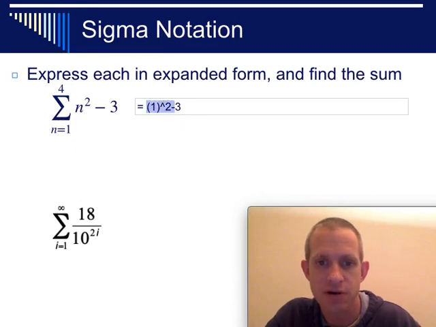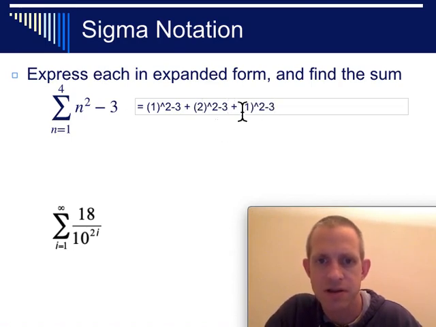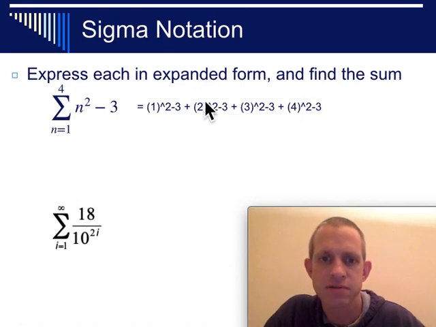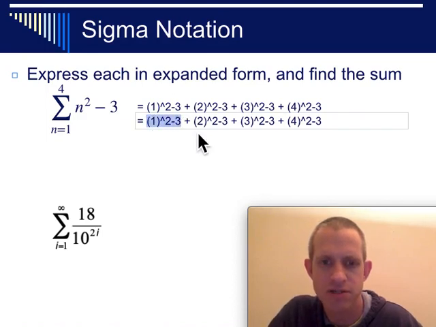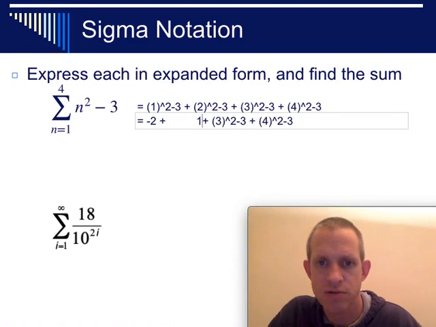So if we wanted to write this out, we could do this plus, and then a 2, and then a 3, and finally a 4. And, a little bit of arithmetic, we could find this. It's not that big. This is 1 squared minus 3. So 1 squared is 1, minus 3 is a negative 2. This is 2 squared minus 3. So that's 4 minus 3 is 1. And then this term is 9 minus 3, which is a 6.